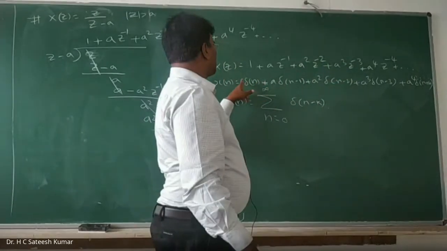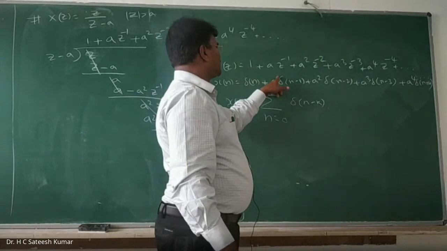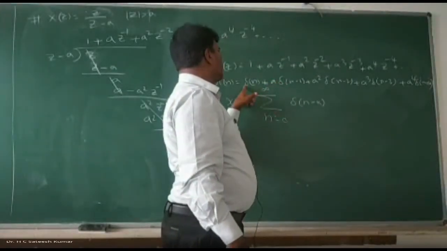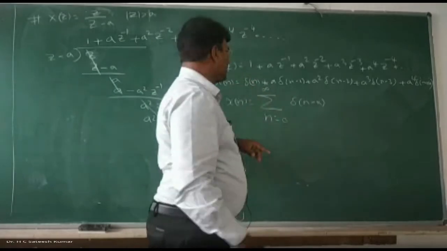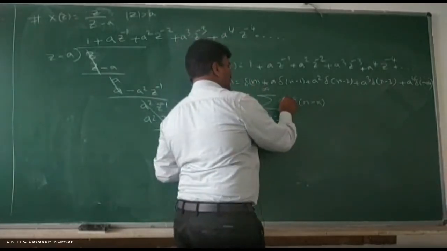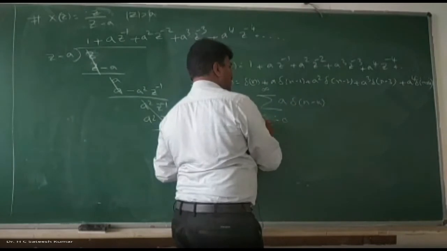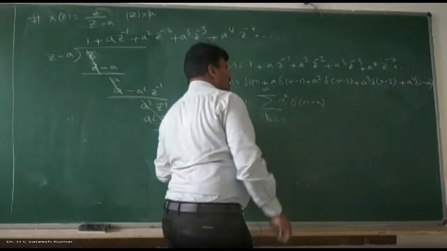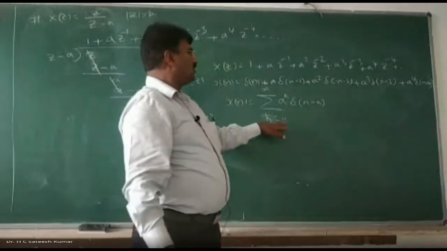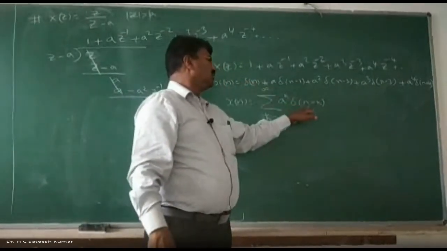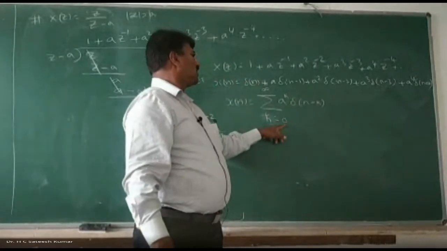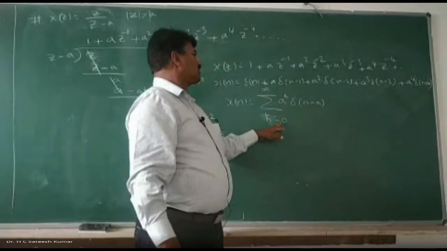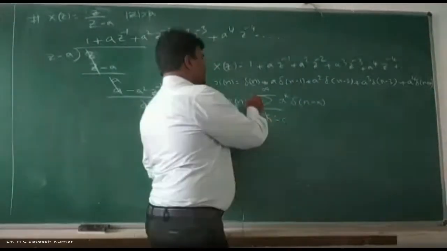But what about this? A to the power of 1 when n is equal to 0. When n is equal to 0, a to the power of 0 you should get it, right? So therefore, a power, not n, this is k, sorry. K varies from 0 to infinity, a to the power of k. K is equal to 0, a power 0 is 1 into delta of n. K is equal to 1, a power 1 into delta of n minus 1. K is equal to 2. Okay, this is satisfying now.